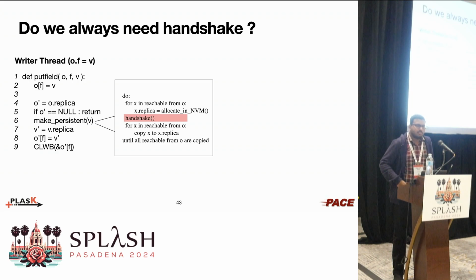So look at the program of the writer thread again, where we were doing a simple put field operation. On line number 7, as I had explained before, whenever there is a put field instruction O.F is equal to V, and we are adding pointers to the copies on the NVM side, we have to first ensure that everything reachable from the right hand side is also persistent. And to ensure that, we call this make persistent function on V, which ensures that everything reachable from V has to be made persistent. Now this includes the copier code that we had seen before, and as you can see, there is a handshake operation here.